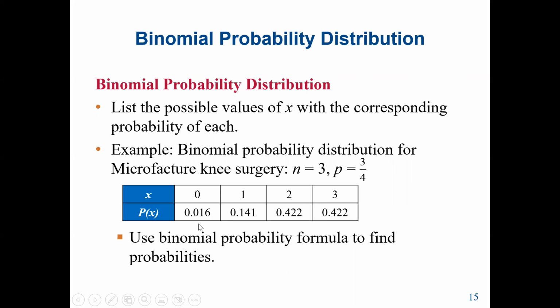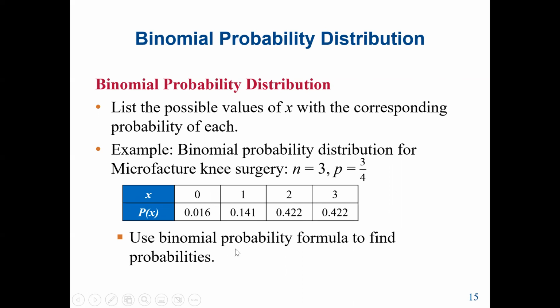We've calculated each one. Actually, the one we just calculated in the example was, what's the probability that X is 2, the number of successes is 2? We find using the probability formula that it is 0.422. The same thing we can find for X is 1. Then we can also find for X is 3.